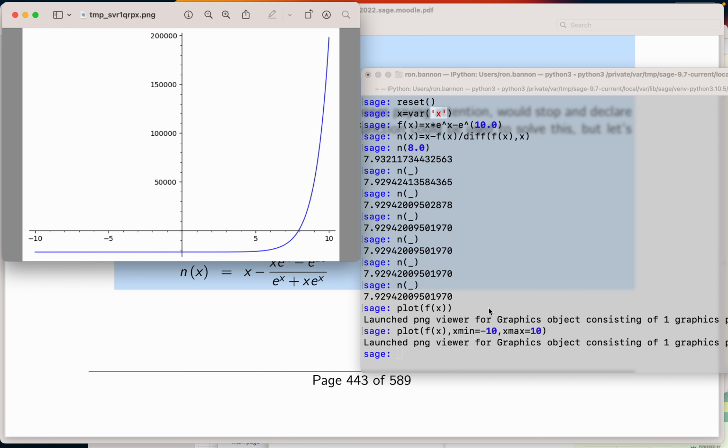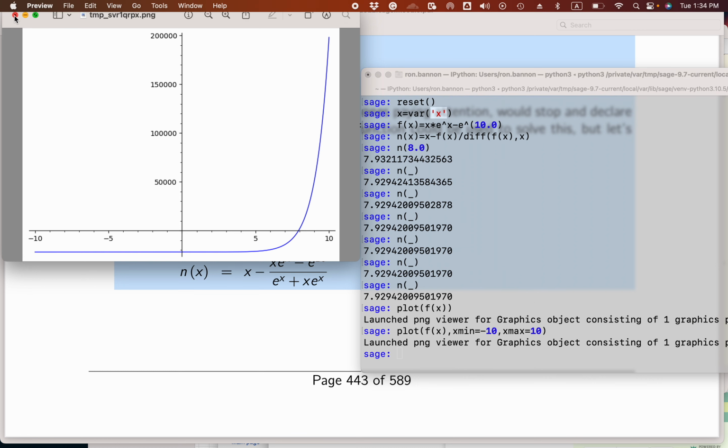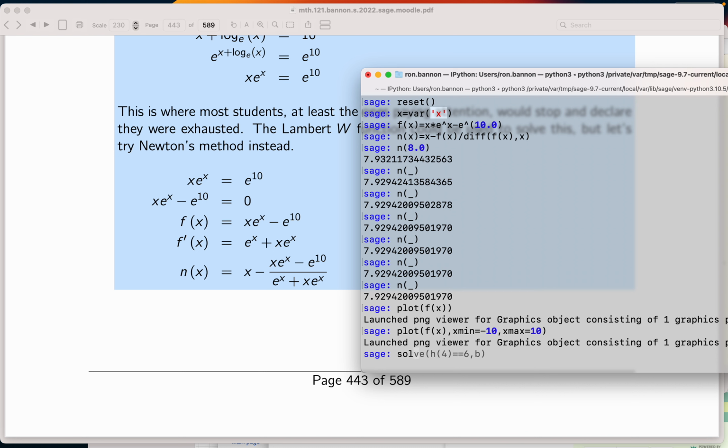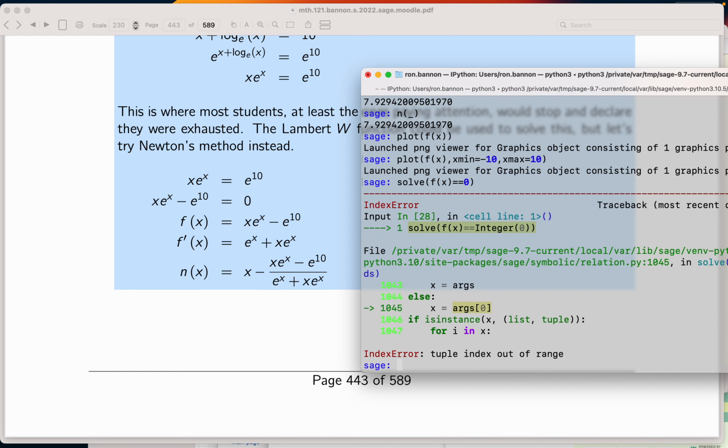Now, if you ask Sage to solve the problem, let me go back to Sage. Let me close out the picture. I want to solve f of x equals 0, and I want to solve for x. I want to see what Sage does, by the way. Whoops, I think I made a mistake there, didn't I? Let's see what happens. I think I typed the wrong thing in. I did. I had to tell it to solve for x. Sorry about that. It just didn't make any sense.